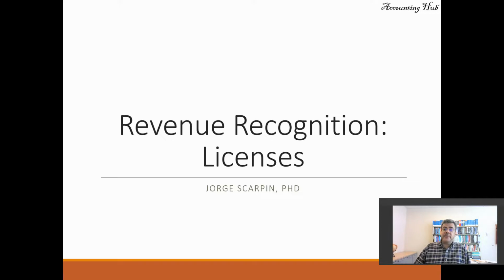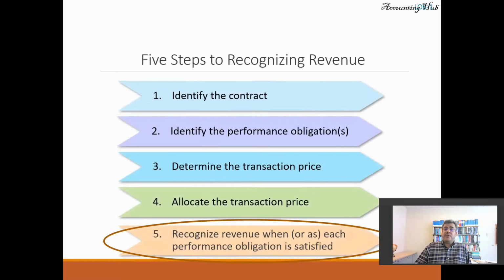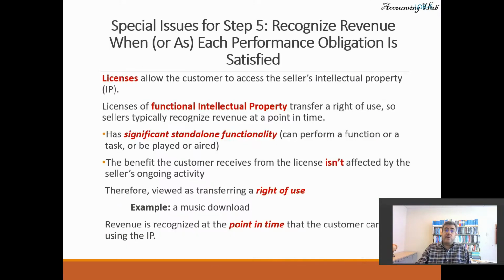And our topic is revenue recognition license. Why is license important? Because when we go to the 5 steps to recognizing revenue, the last one is recognize revenue when or as each performance obligation is satisfied. And with license, it can be an issue. Why? First, what is license?